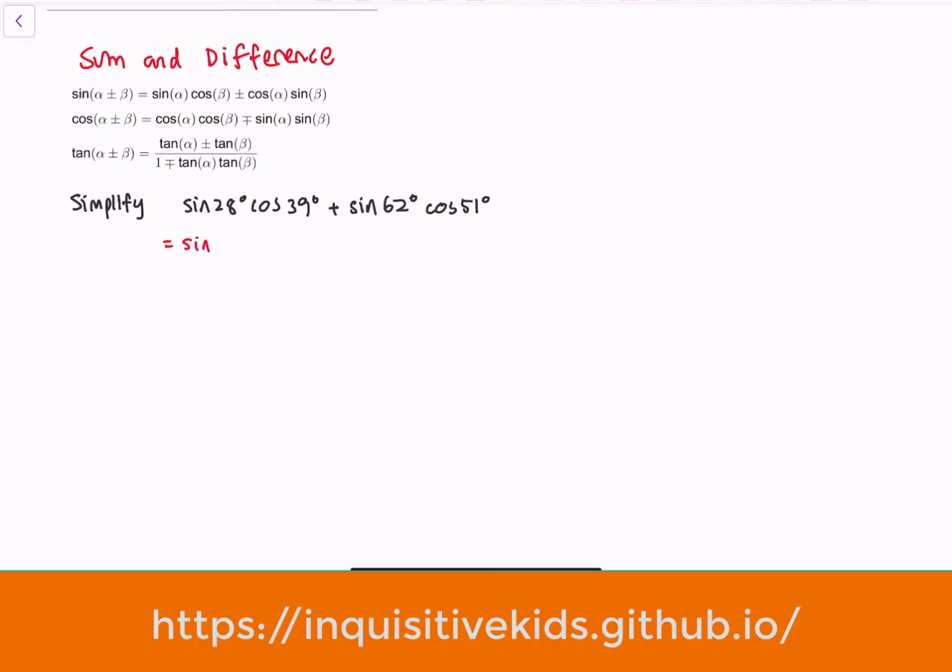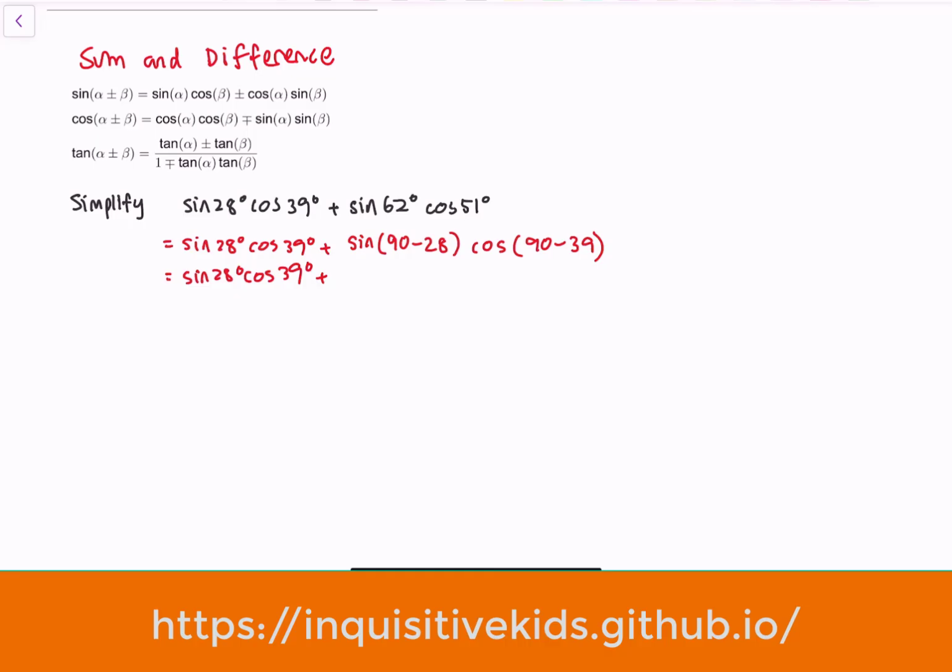We can keep the first term for now, but we can rewrite our second term. Sine of 62 degrees is the same thing as 90 minus 28. And cosine 51, the 51 is the same thing as 90 minus 39. As you can see, 28 and 39 now appear multiple times. It must mean we're on the right track. And we can apply one of our sum and difference formulas.